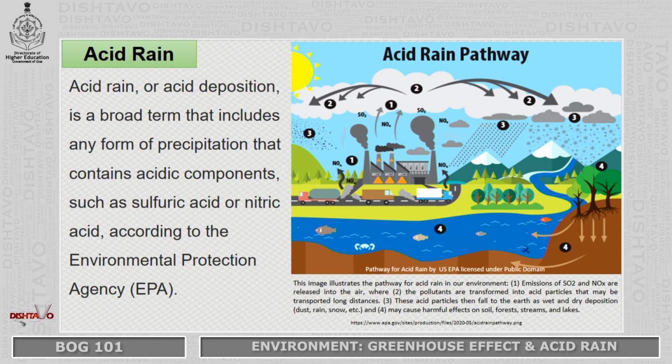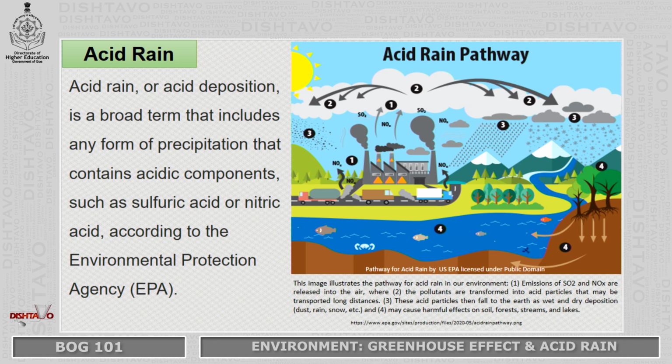So how is it? Acid rain or acid deposition is basically a broad term that can be applied to any type of precipitation. That is, it can be liquid or dust or rain or snow. So this deposition comes with an acidic component, that is, it is acidic in nature, and that is why we call this acid rain. Now what happens?